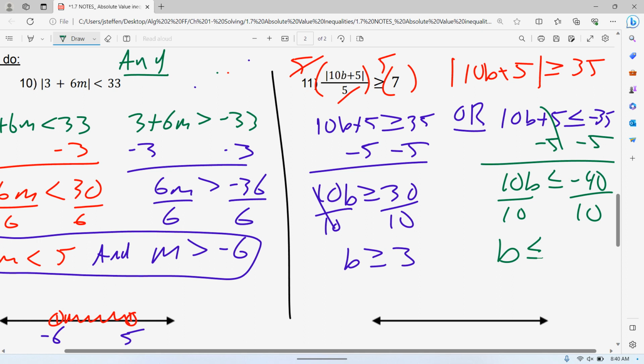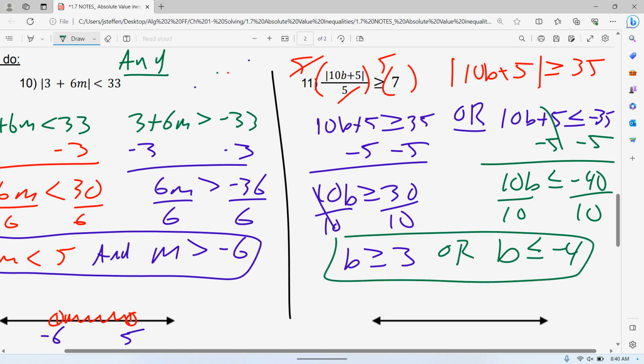Again, it's an or problem. So my negative 4 is on the left, my 3 is on the right. And since it's an or problem, if you want to look more carefully, you can to double check. I would recommend it, but it's an or problem. They're shaded away from each other. I need to double check. b is shaded, negative 4 shaded to the left. Now I need to double check that.